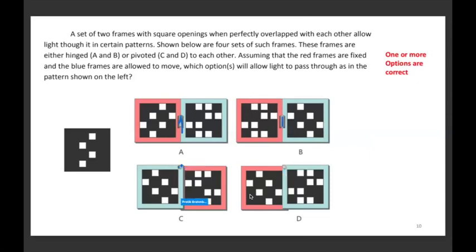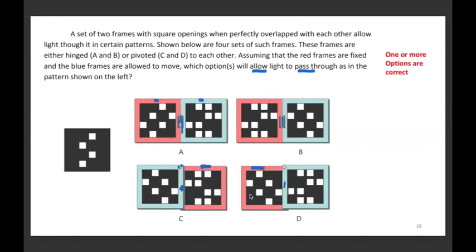मतलब ये मूव ब्लू वाला जो फ्रेम है, that can be moved. सो ये वाला एज और ये वाला एज अलाइन होगा. यहाँ पे ये वाला एज और ये वाला एज अलाइन होगा. And in case of A, this edge and this edge align. We have to find, assuming that the red frames are fixed and blue ones are allowed to move, which option will allow the light to pass through as a pattern is shown.